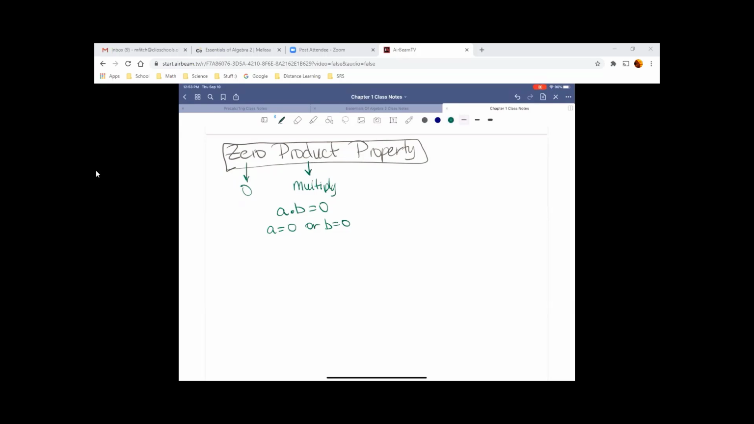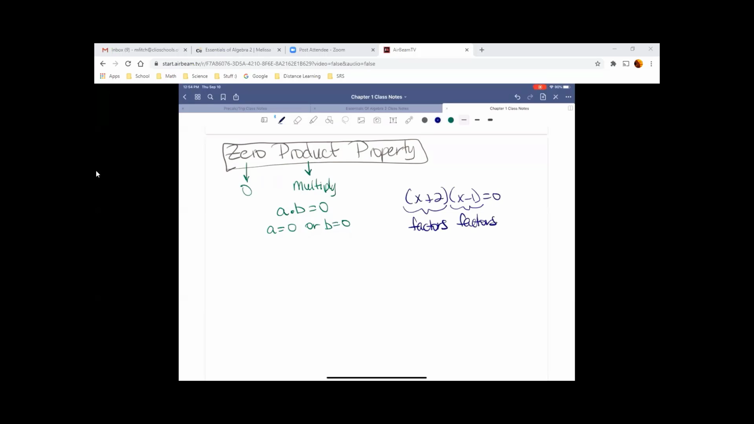So in math, we call these things factors. Factors are things that you multiply by. So if we had x plus 2 and x minus 1 equals 0, I cannot draw brackets. These are called factors.